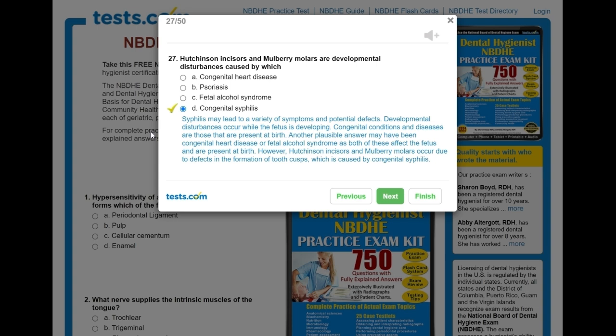D. Congenital syphilis. Syphilis may lead to a variety of symptoms and potential defects. Developmental disturbances occur while the fetus is developing. Congenital conditions and diseases are those that are present at birth. Another plausible answer may have been congenital heart disease or fetal alcohol syndrome, as both of these affect the fetus and are present at birth. However, Hutchinson incisors and mulberry molars occur due to defects in the formation of tooth cusps, which is caused by congenital syphilis.